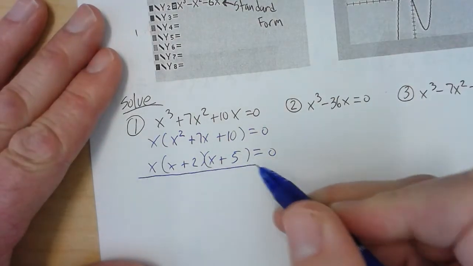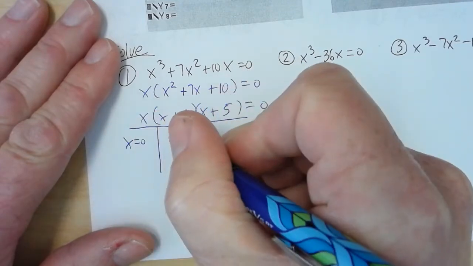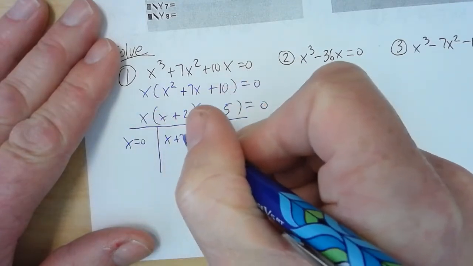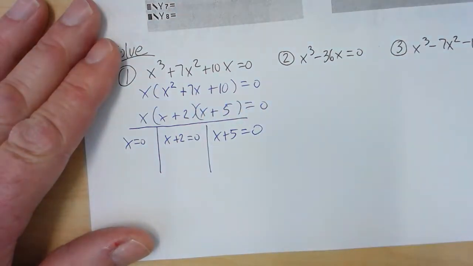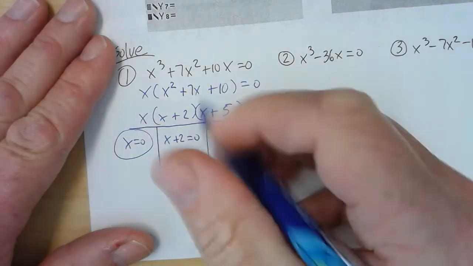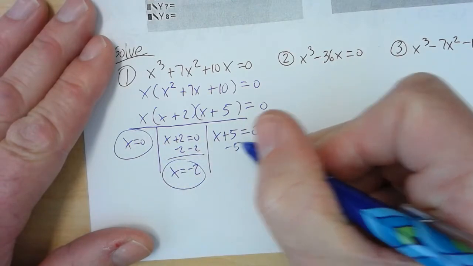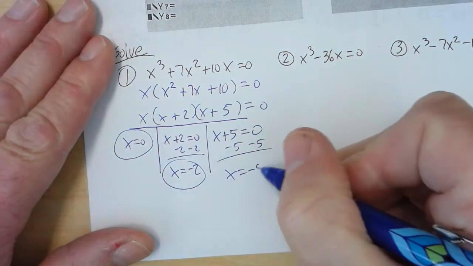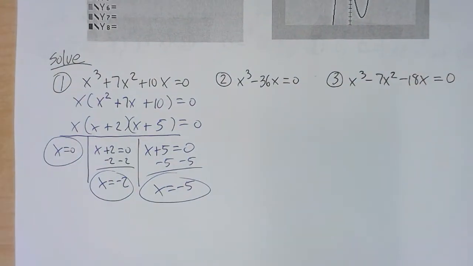Then we do zero product property. So we got x equals 0, x plus 2 equals 0, and x plus 5 equals 0. This is solved already. Subtract 2, x equals -2. Subtract 5, x equals -5. So there's my 3 answers. So here's the 3 problems for this page. If you're at home and you don't have a way to print this off, then what you need to do is just write these down. So you can pause it and write these 3 problems down.